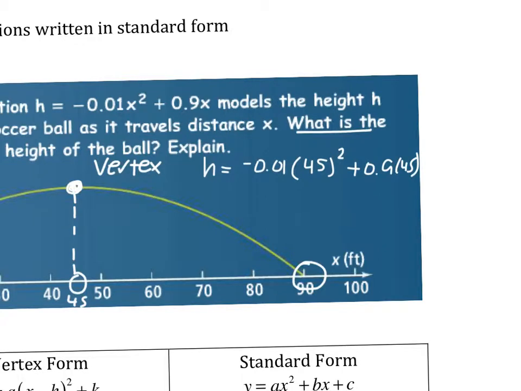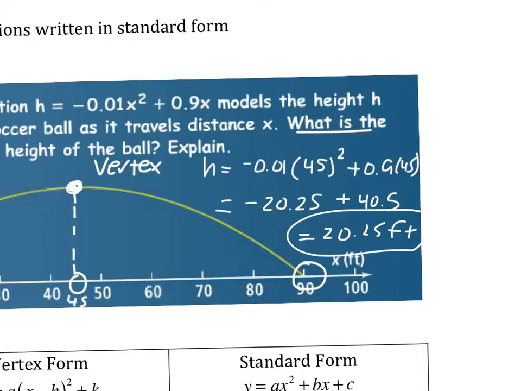Take a moment. As we multiply this out, I'm going to bring down the negative and bring down the product there, 45 squared times 0.01. And then over here, I get 40.5, that's 0.9 times 45. Now when you do this subtraction, 40.5 minus 20.25, you get 20.25 feet. So what's the answer? It's a little bit higher than 20 feet, and 20 feet would be the top of a two-story building.